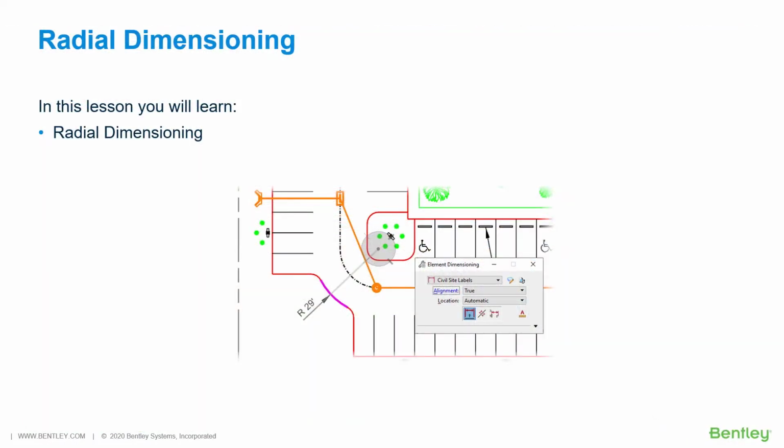Radial dimensioning. Which options the dimension element tool offers depends on the type of element you select. As you saw, if you select a linear element, the tool presents itself with linear options. However, if you select a radial element such as an arc or a circle, the tool will present itself with radial options within the tool settings window.